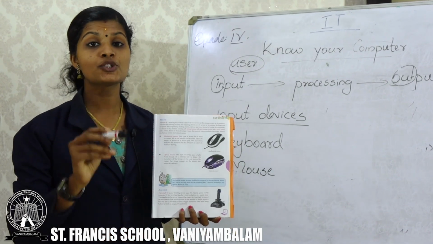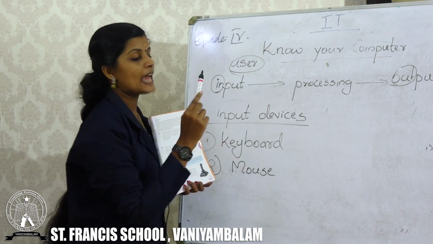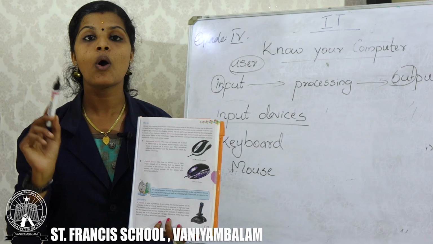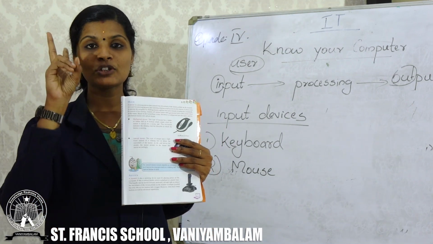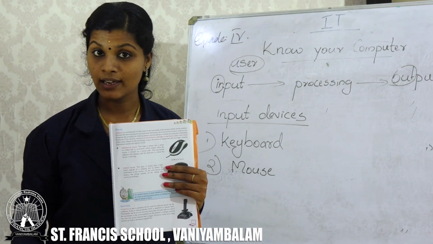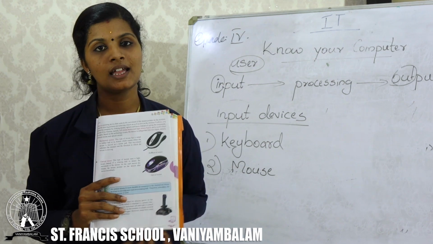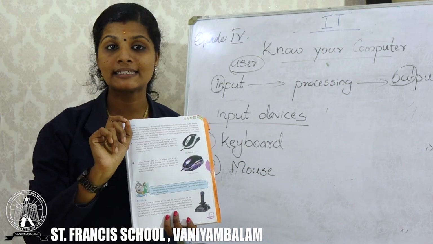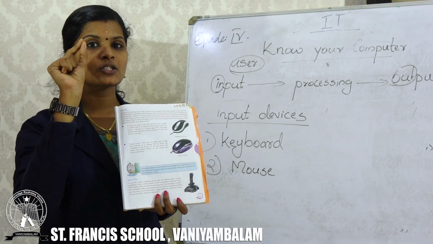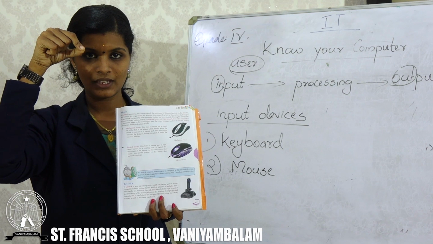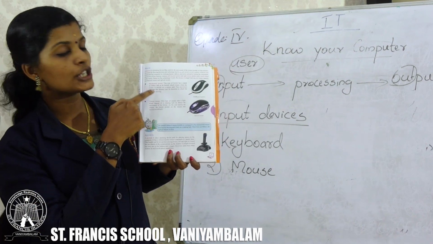It helps us to point objects. That means it helps us to select objects and also to draw pictures on the monitor. Now, mouse is having 2 buttons, left mouse button and right mouse button, and also a scroll wheel in the middle.